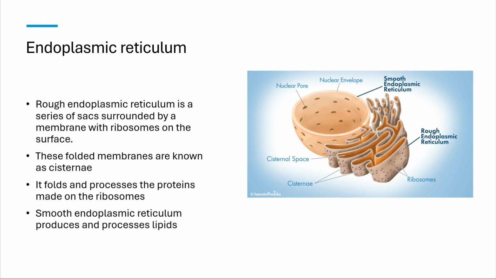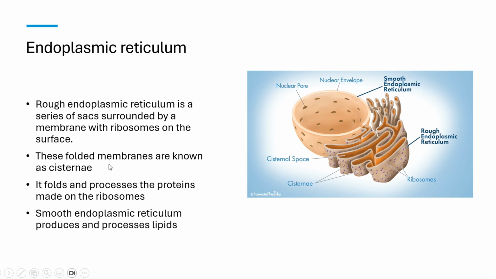Endoplasmic reticulum. So there's two types of endoplasmic reticulum: rough and smooth. Rough endoplasmic reticulum is a series of sacs surrounded by a membrane with ribosomes on the surface. So the ribosomes are actually on the rough endoplasmic reticulum. As you see, this is the rough ER, and it's got ribosomes on that. Do you see the ribosomes there? There's purple dots here. And then the smooth one is there.